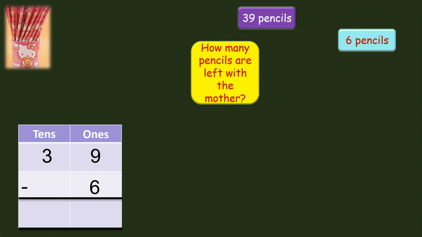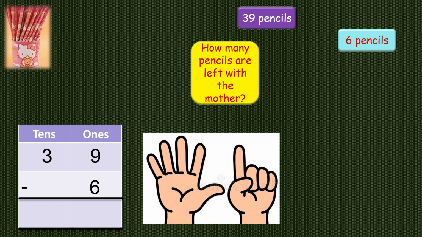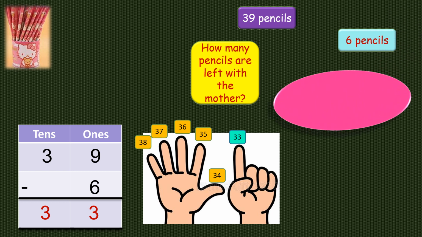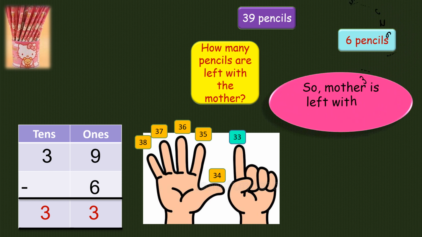Then we have to start counting backwards. We will keep 39 in our mind and start counting backwards, and 6 we have to subtract, so we need to open 6 fingers from both our hands. Total 6 fingers need to be opened, and then we start counting after 39. Before 39 we have 38, and then 37, 36, 35, 34 and 33. So the answer is 33 over here, right? So the mother is left with 33 pencils now.